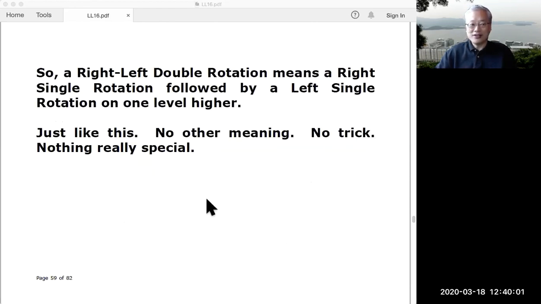I'm going to show you an example, but here I want to emphasize one thing. What is a right-left double rotation? A right-left double rotation means a right rotation followed by a left single rotation on one level higher. Just like that. There's no other meaning, no trick, nothing really special.